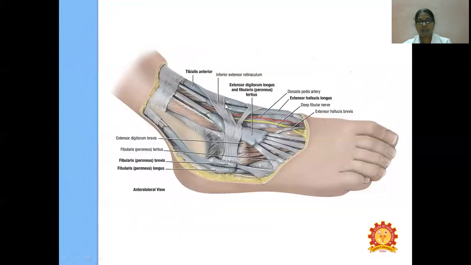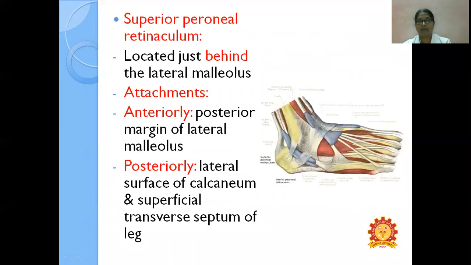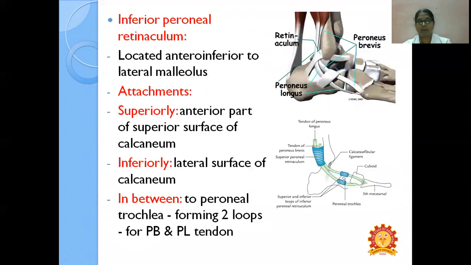So these are the structures you are seeing here, all the tendons. From medial to lateral, these are the structures which pass deep to the extensor retinaculum. Now we move on to the retinaculum on the lateral side of the ankle, which are the superior and inferior peroneal retinaculum. This is the superior peroneal retinaculum and this is the inferior peroneal retinaculum.